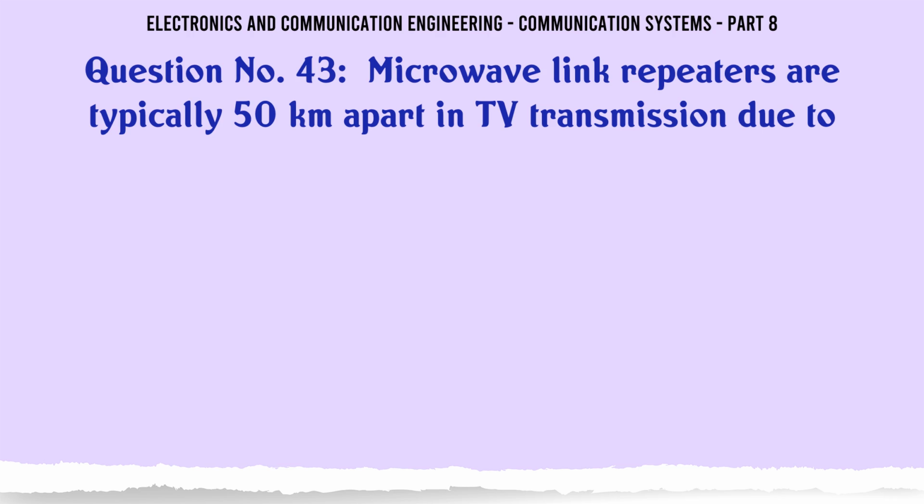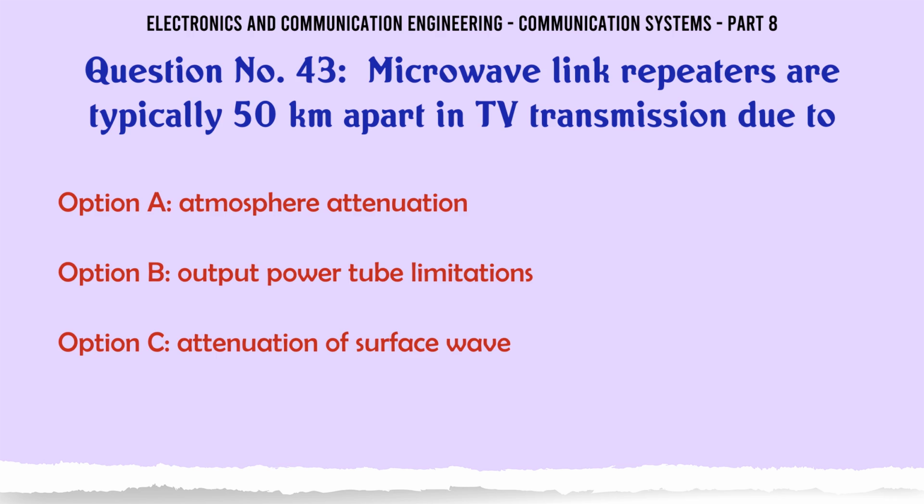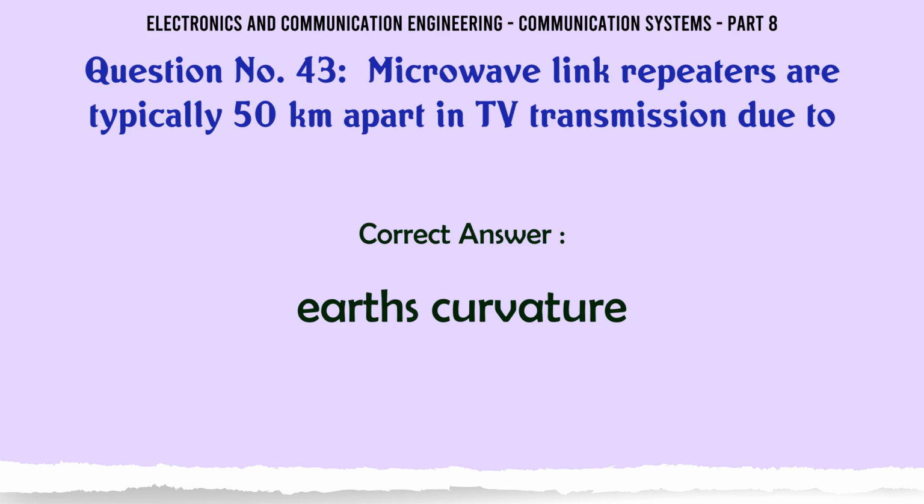Microwave link repeaters are typically 50 km apart in TV transmission due to A. atmosphere attenuation, B. output power tube limitations, C. attenuation of surface wave, D. Earth's curvature. The correct answer is Earth's curvature.